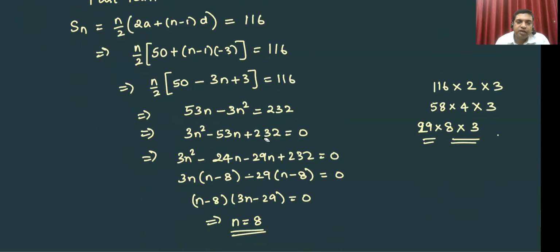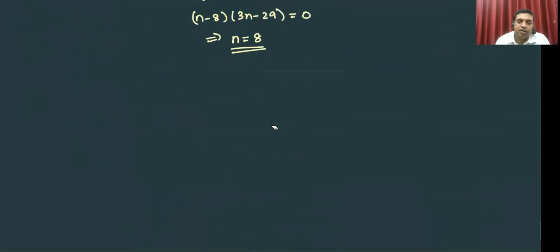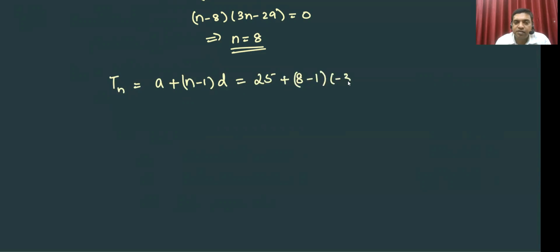So if n is equal to 8, then find the last term. Simply put all the values in the formula. So last term, nth term, is a plus n minus 1 times d. So 25 plus 8 minus 1 times minus 3. So 25 minus 21, which is 4.